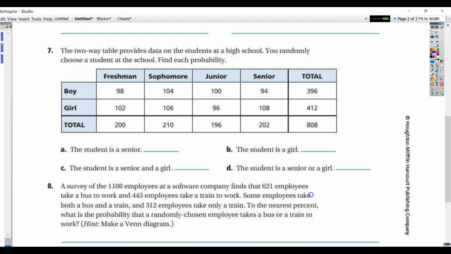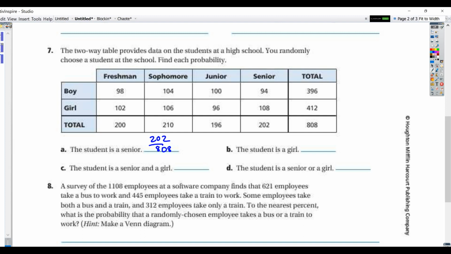Seven is important because it shows you how to do all this with a table. You have to practice this so you know when it is looking for just one cell over the total, and when you have to look at multiple cells. So what's the probability that this student is a senior? I'm only looking at this column total, 202 over 808. I'm just going to leave it as that. I'm not going to simplify.